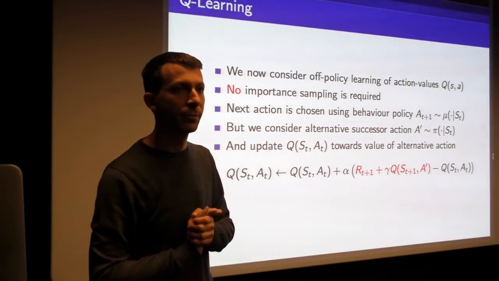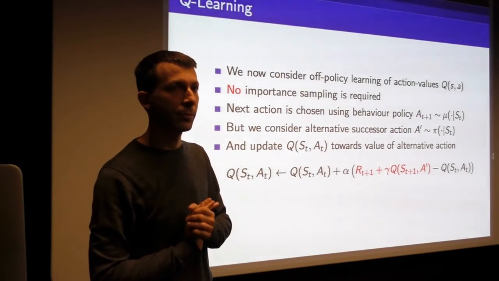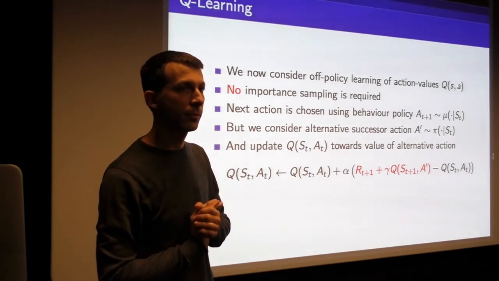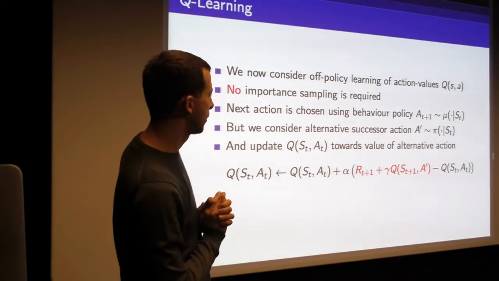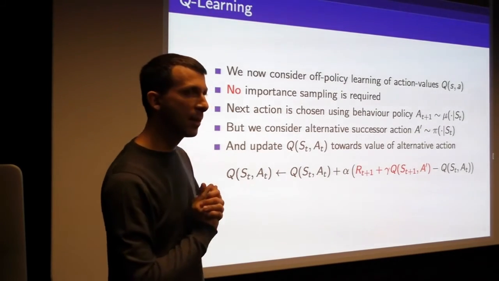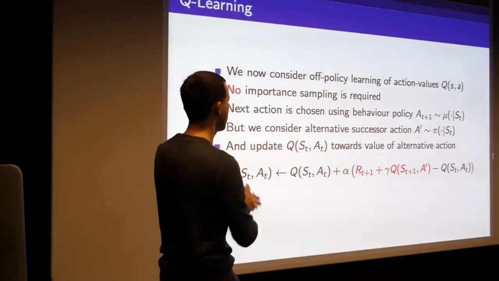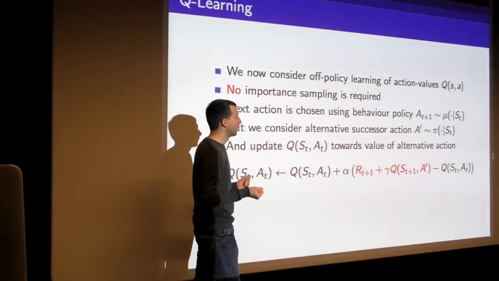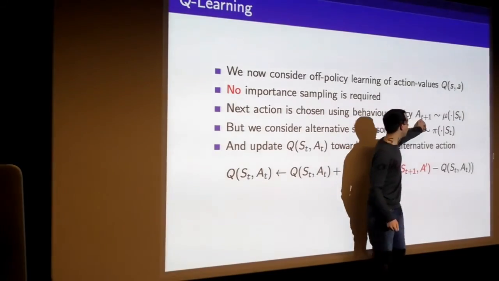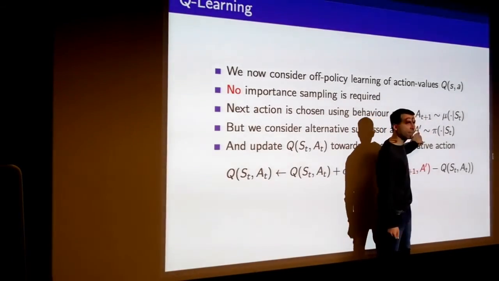Yeah. Can you just be clear, like, which parts are from your behavior that you stored, and which is online in that last equation? Nothing is stored. Well, the Q values you're sampling. You're sampling A_{t+1} from your behavior policy, and you're sampling A prime from your target policy.